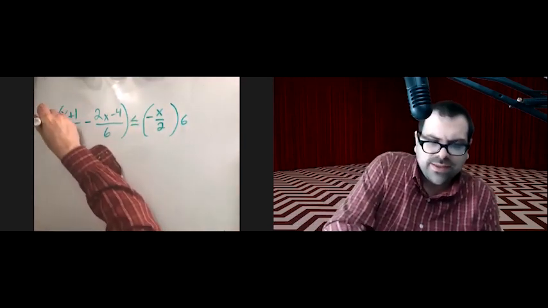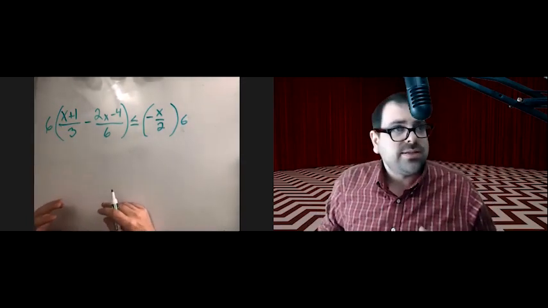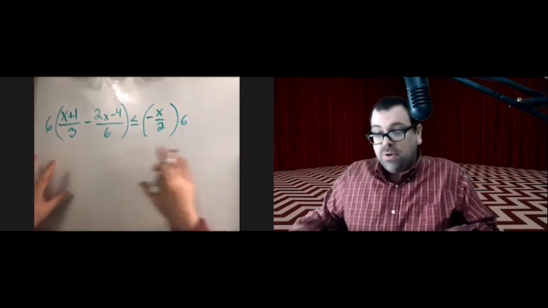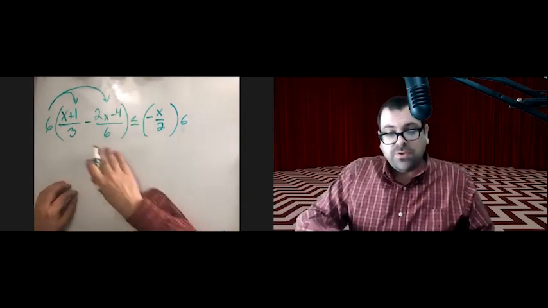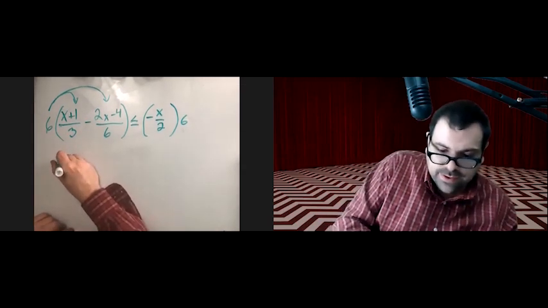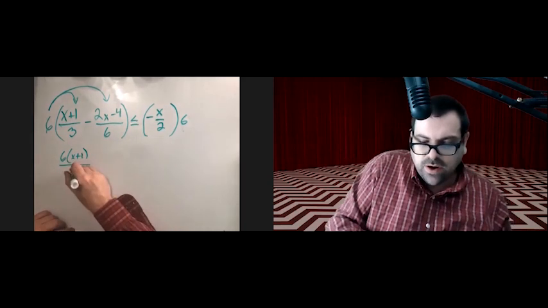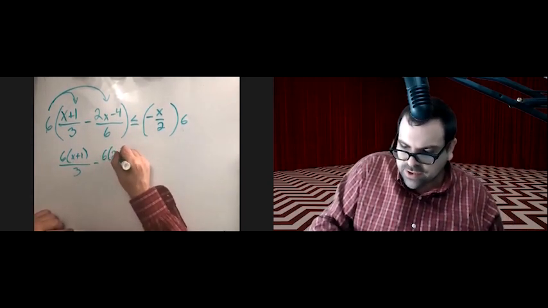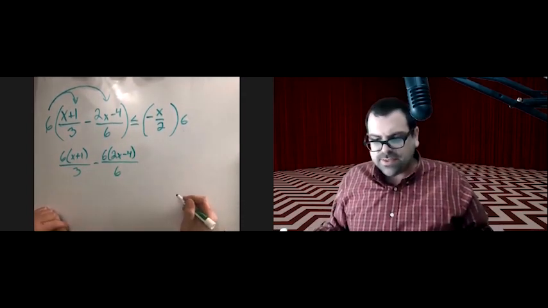Why am I doing this? I'm doing this because it's going to get rid of the fractions. So notice multiplying both sides means that the 6 gets distributed to both of these terms. So it's like having a 6 times the x plus 1, and all of that's over 3. It's like having a 6 times the 2x minus 4. All of that's over 6.